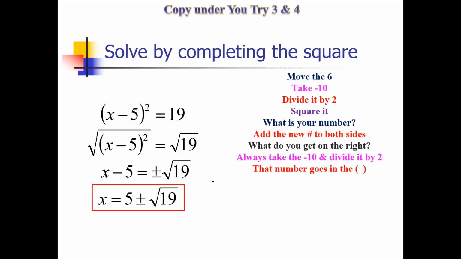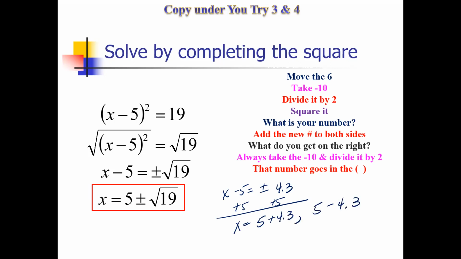And then I'm going to have x minus 5 equals plus or minus 4.3. Add the 5 on both sides. X equals positive 5 plus 4.3, positive 5 minus 4.3. So my first x is 9.3, and my second x is going to be 0.7. And those are your two answers.